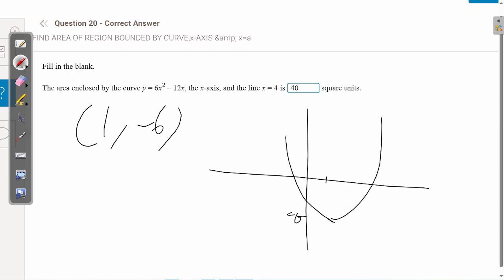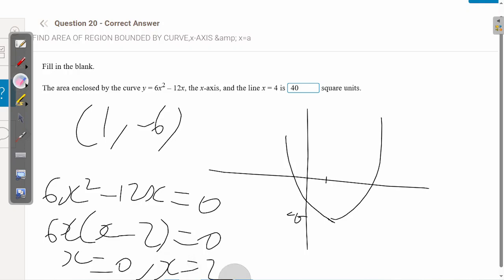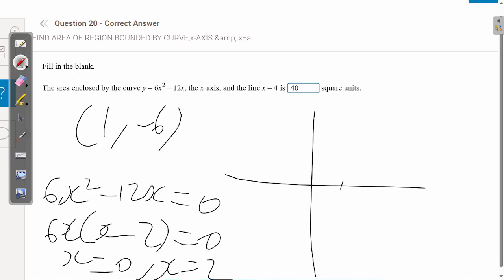So let's find the x-intercept. Let's make it equal to 0. So 6x squared minus 12x equals 0. Factor 6x: 6x times (x minus 2) equals 0. So x is 0 and x is 2. So wait, I'll pass this properly. So from the vertex at 1, negative 6, and the x-intercepts are 0, and this is 2.